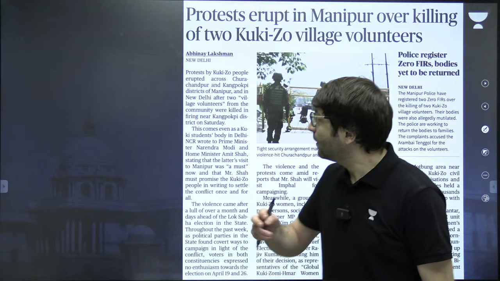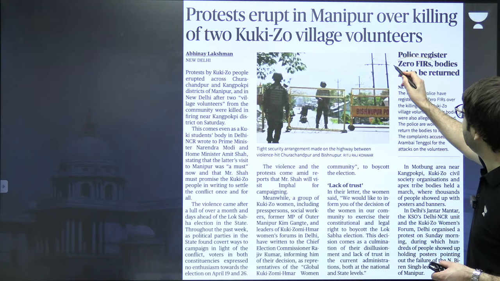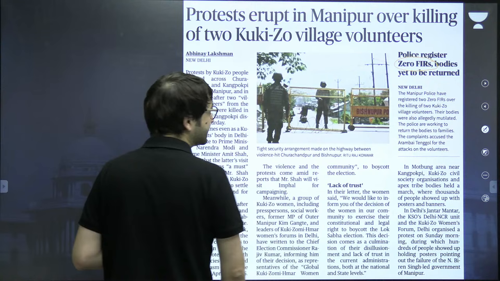Protests erupt in Manipur over killing of two Kuki Zo village volunteers. But from this topic, what you need to understand is, what is this zero FIR? Police register zero FIRs, bodies yet to be returned.